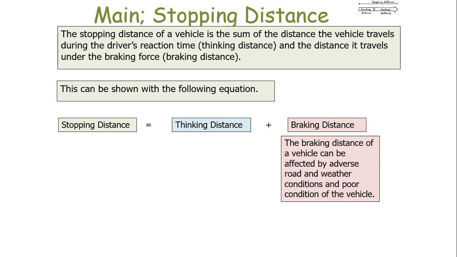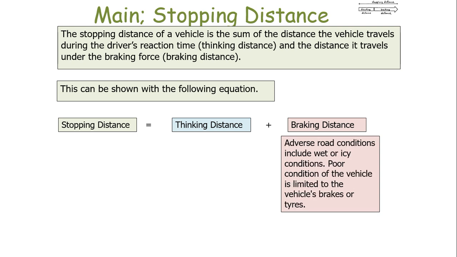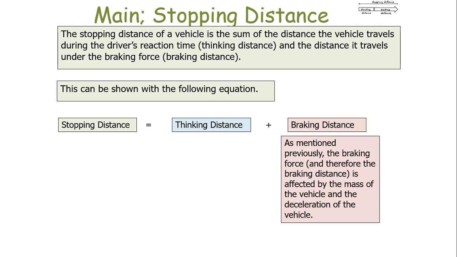Now, the braking distance of a vehicle can be affected by adverse road conditions, weather conditions, and the poor condition of the vehicle. Adverse road conditions include wet conditions or icy conditions, but you only have to be aware that the poor condition of the vehicle is limited to either the vehicle's brakes or the vehicle's tyres. As mentioned previously, the braking force and the braking distance it generates is affected by the mass of the vehicle and the deceleration of the vehicle.